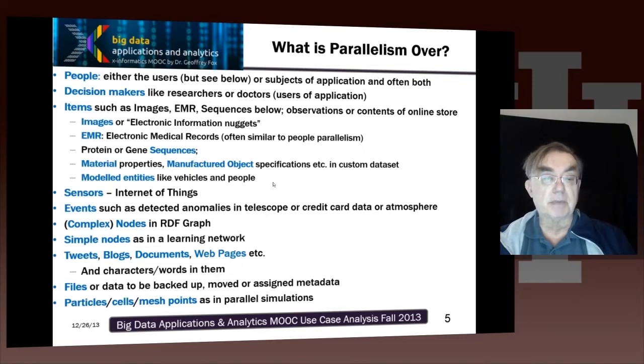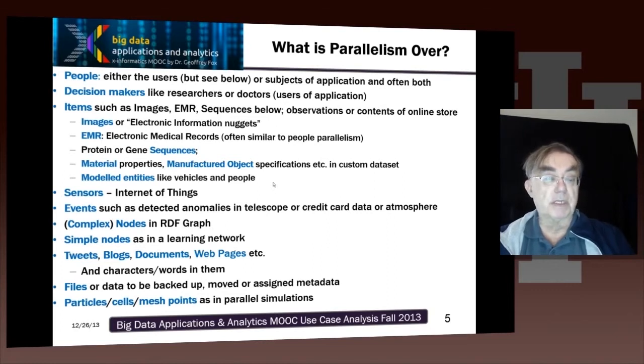If we look at those use cases, we found that the parallelism is sometimes over people, sometimes that's the users of an application, such as the users of a search engine, or it's the subjects of the application, like collecting census data, and sometimes both. There are a special class of users of application, like researchers or doctors. Like in the case of doctors, there are another set of users called patients. The doctors are the people who use decision tools to make decisions, and then in order to make a decision about one patient, they look at a lot of other patients, using parallelism over those other patients to speed up the analysis.